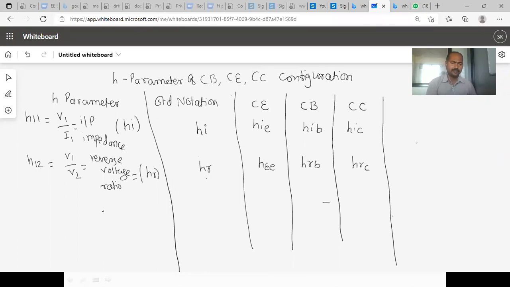Now see, H21 is nothing but I2 divided by I1. This is nothing but the forward current ratio. This is nothing but HF, right? So the standard notation for it is HF.